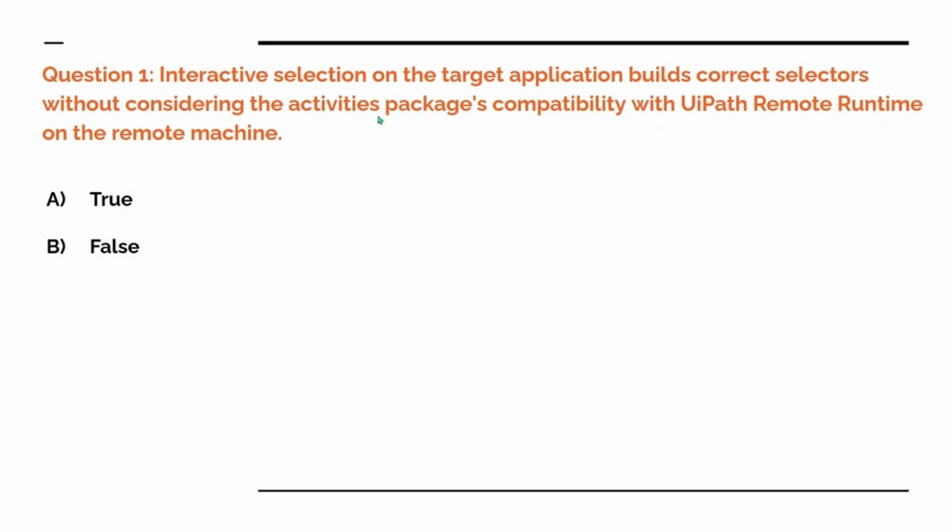So it is talking about, do you need to consider the activities packages compatibility? Which activity package? It's talking about the UiPath UI Automation activity package. Do you need to check the compatibility with UiPath Remote Runtime or not? Is it true or false? Interactive selection on the target application builds correct selectors without considering. Is it right? So what should be your answer?